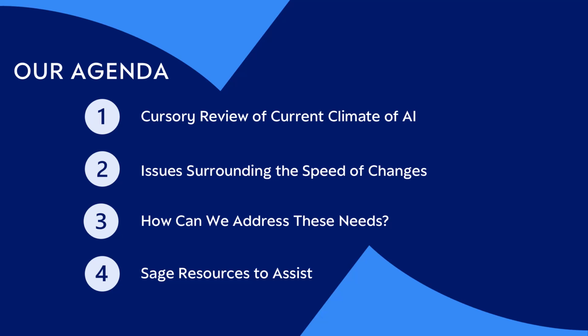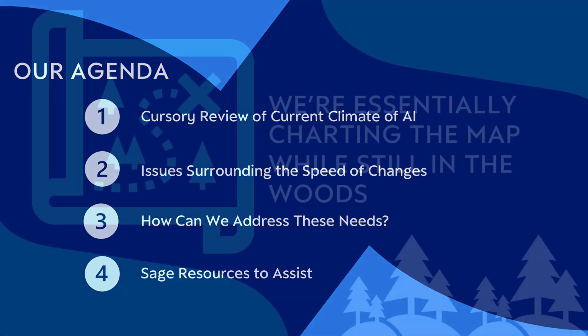Then we'll discuss some issues surrounding the speed of these changes, including the acknowledgement that AI is not new, a brief discussion of how we can address these needs with critical analysis and thinking, and lastly, display some resources from Sage Learning Resources that can assist you in upscaling your own work and learning while also being beneficial to use in the classroom or reference consultations.